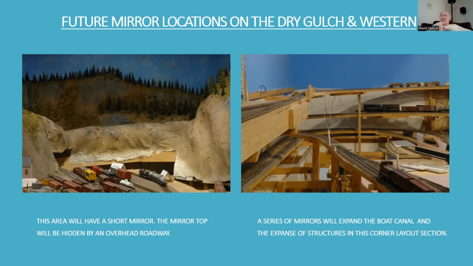So that's one area. The other area is actually in the opposite corner of the train room. This is kind of a nasty area because there's lots of track going through there, and there's lots of things that need to hide that track. And so I'm going to use a series of mirrors to try and expand. There's a boat canal or canalway for a shipping lane. So I'm going to try and expand that, and also try and have some of the structures appear larger than they actually are, or more extensive than they are.